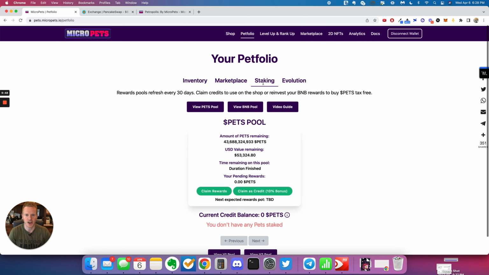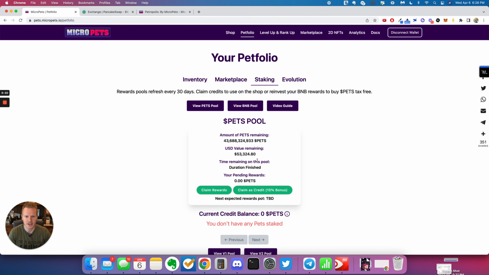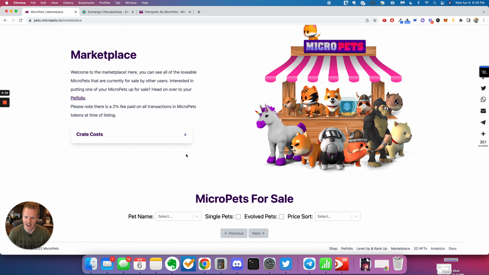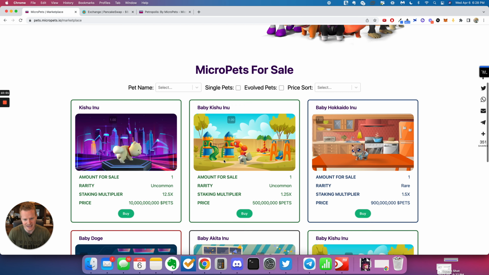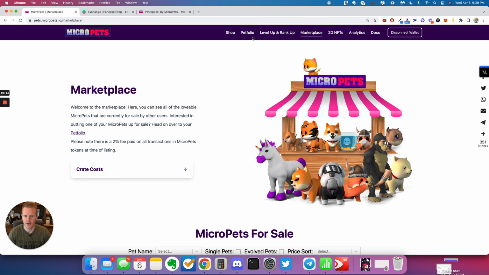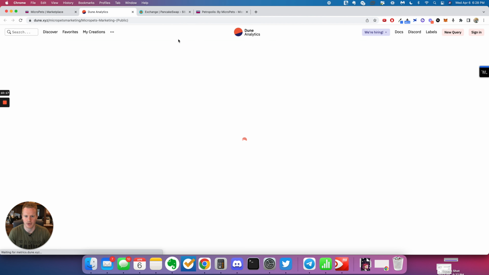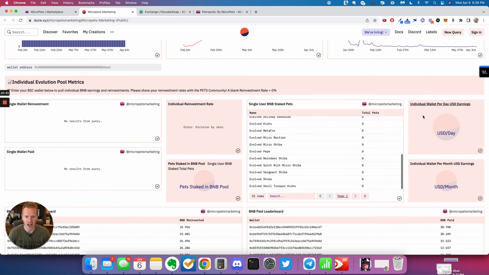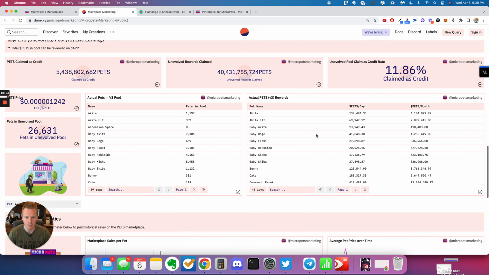But here's where you'd go in your pet folio. You can go to staking. You can ignore this level up and rank up because that's with season one. In the marketplace, you can go buy specific pets, which if I knew I was going to get two bunnies, maybe I would have done. But if you want to find out how much you're going to make, you go over to this analytics tab. For non-evolved, you can claim and get pets tokens.